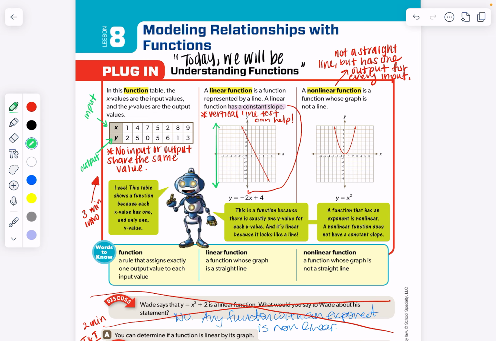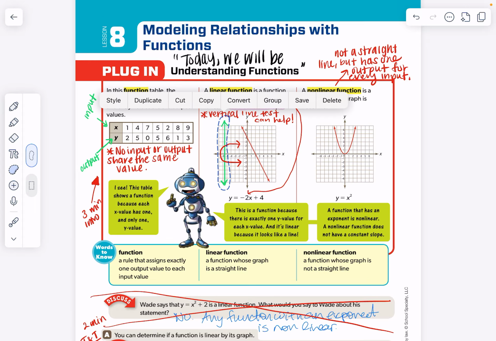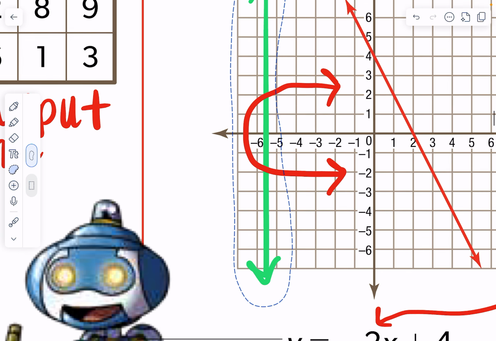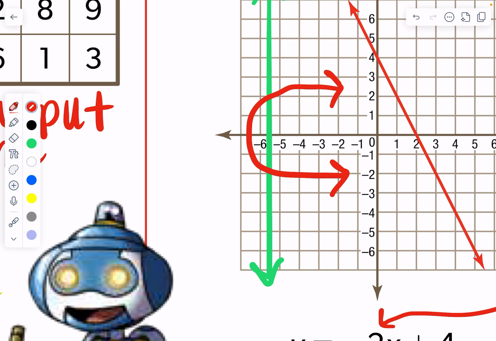However, let's say I had something like this. And I wanted to use the vertical line test. This would not represent a function because there's some overlap. There are 2 points. Let me move it over a little bit more.